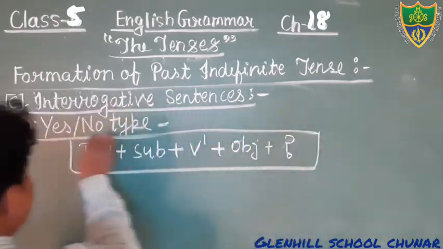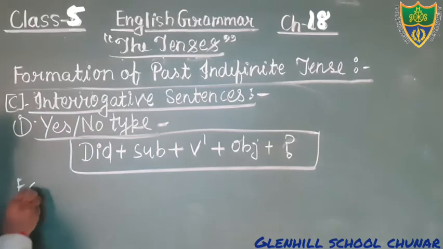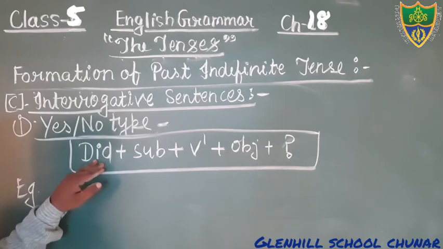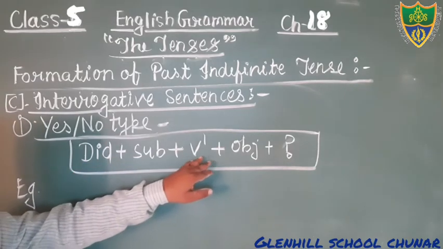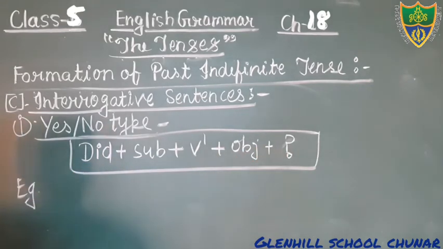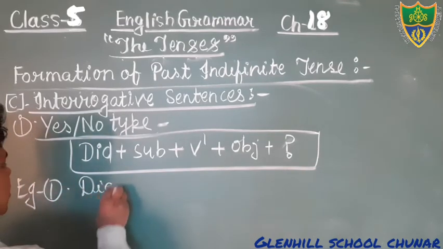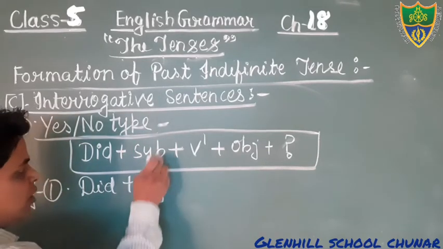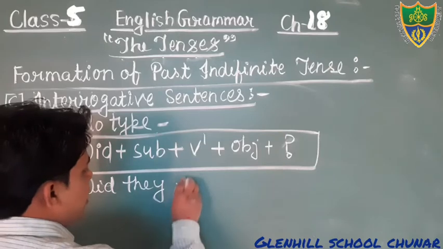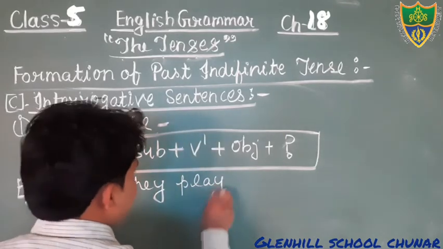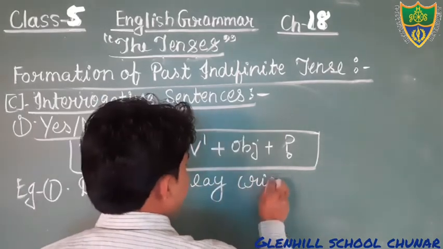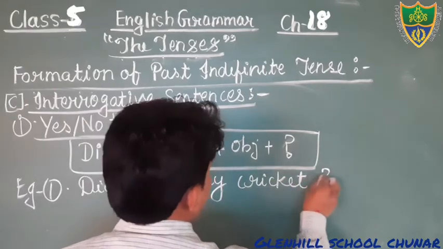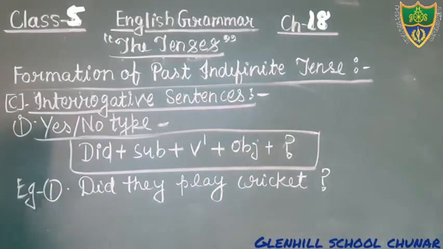Just see an example you can see. You will also write this structure in a notebook. Yes/no type structure: did, subject, first form of the verb, object, question mark. Just see one more example. Did they, that is helping verb, that is your subject. Did they play cricket? This is your interrogative yes/no type of sentence.